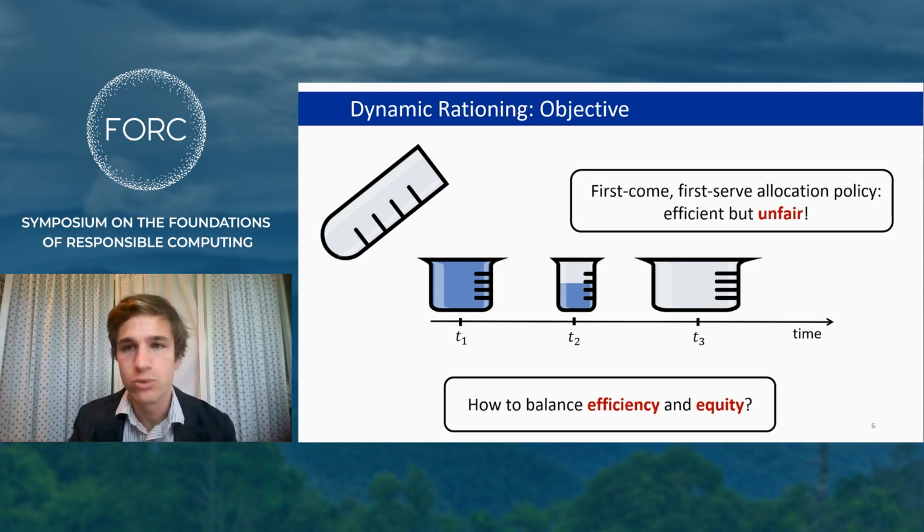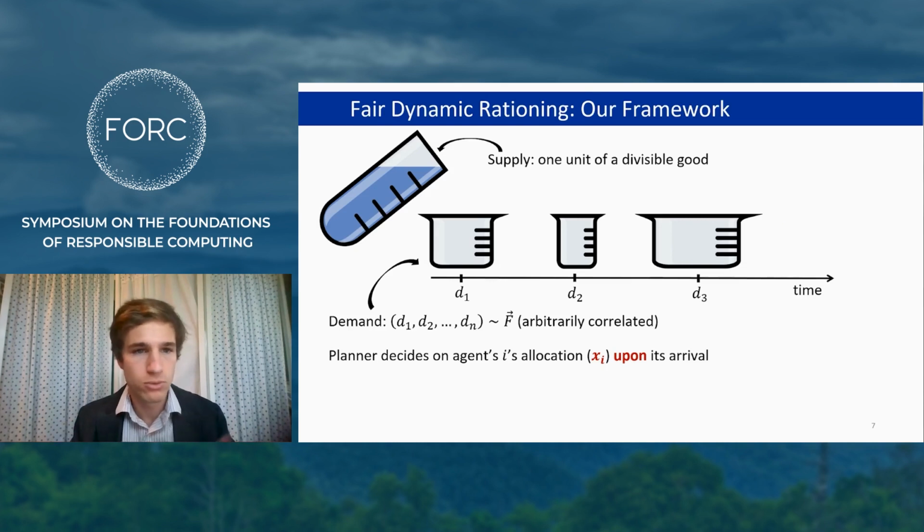And to try to answer that question, we first develop a framework. So suppose we have, without loss of generality, one unit of a divisible good, so we've got some supply, and we have a sequence of demands which are arbitrarily correlated, coming from some known distribution. And the planner observes the demand of agent i and then decides on an allocation at that point without knowing the future demand, other than knowing that it's drawn from this distribution.